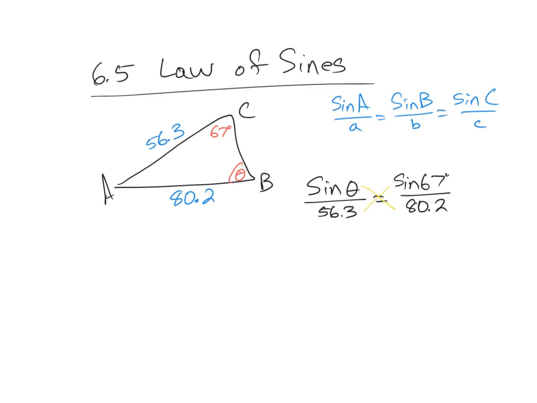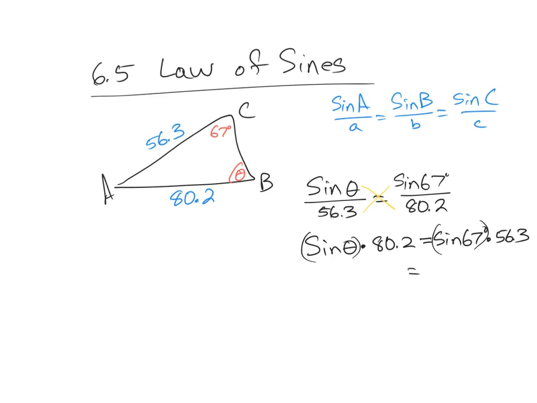And now you cross multiply everything. So you need your calculators. And so what I have here is the sine of theta times 80.2 equals sine of 67 times 56.3. Alright, so we'll do the right side first. 56.3 times sine of 67.